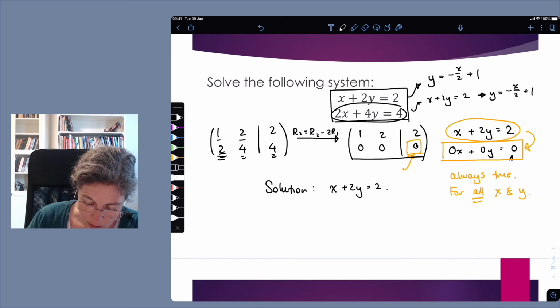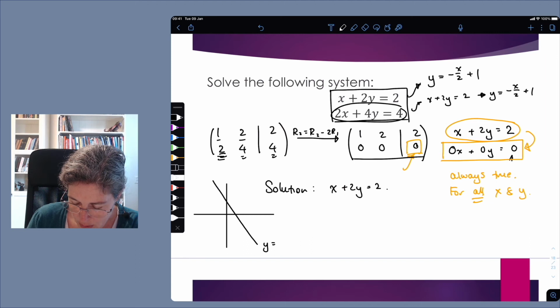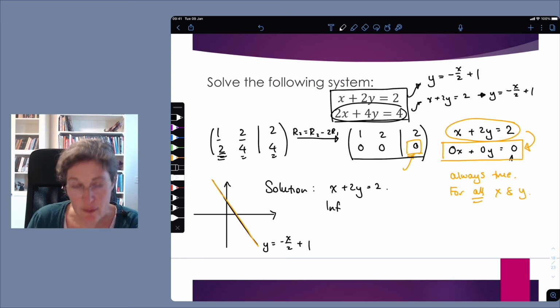What have we done? Well, we've really got our situation where here is our y is equal to minus x over 2 plus 1. And we've just gone and drawn the same graph on top of it. And so what we have is infinitely many solutions, because every point on that line is a solution.